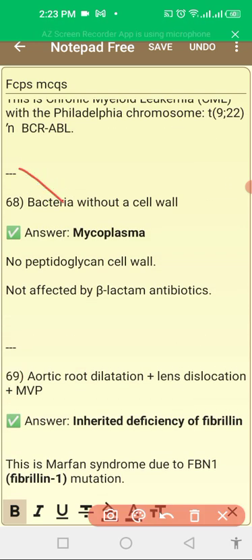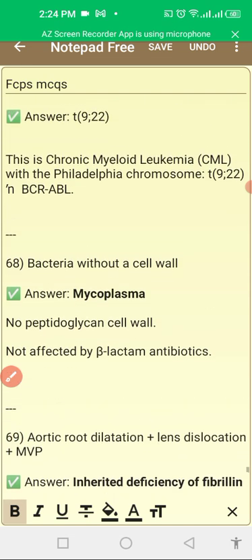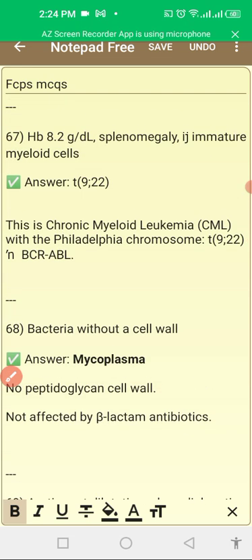Bacteria with no cell wall is known as mycoplasma. Having no peptidoglycan in the cell wall, it is not affected by beta-lactam antibiotics, because beta-lactam antibiotics cause destruction of peptidoglycan. In these bacteria there is no peptidoglycan, so no destruction occurs.